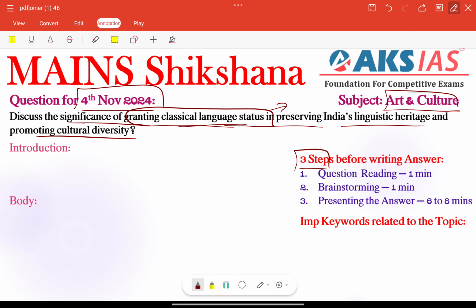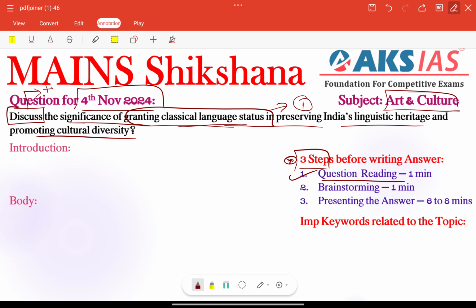So 3 steps before writing is our important strategy. Within 1 minute we need to identify different question tags and keywords here, right? First step. So here what is the topic? Classical language status is a very important topic related to art and culture, right? So next, how many question tags, how many parts are there? Only a single part. That too only a single question tag.